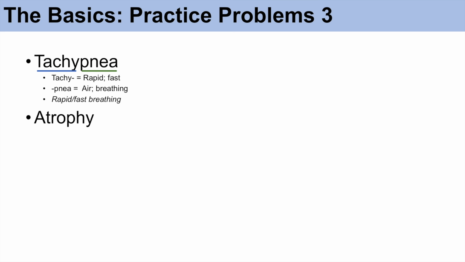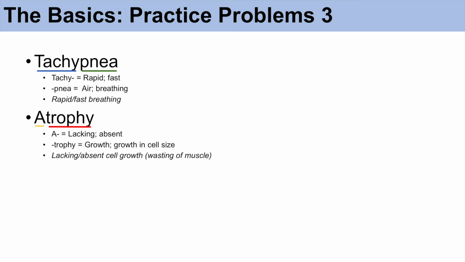The next word is atrophy. What do you think atrophy means? Again, break it down. This is a little odd, because the first letter actually means something. A means lacking or absent. We've learned that before. And trophy means growth, and usually denotes growth in cell size. When we put this together, atrophy means lacking or absent cell growth, and it usually refers to wasting of muscle, but it really means there's no growth in the size of a cell. So you get small or shrinking or wasting of a muscle usually.